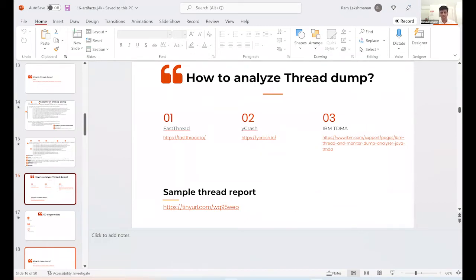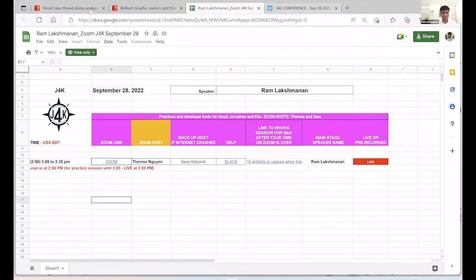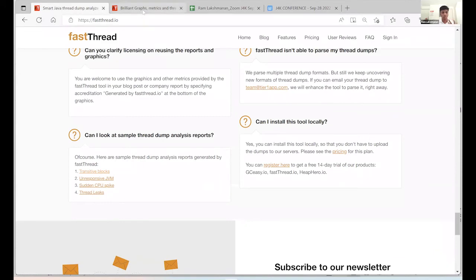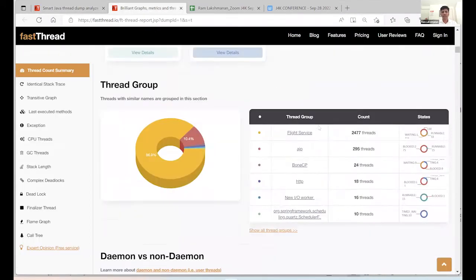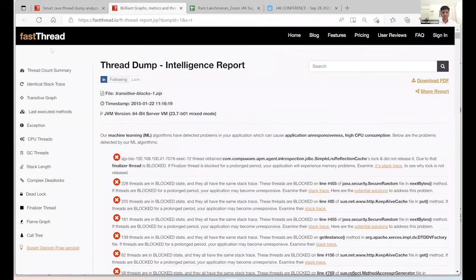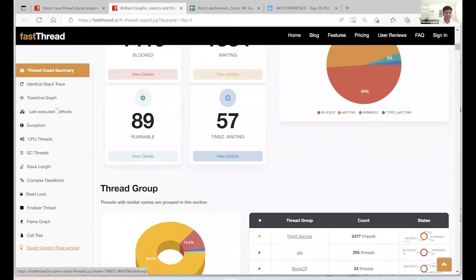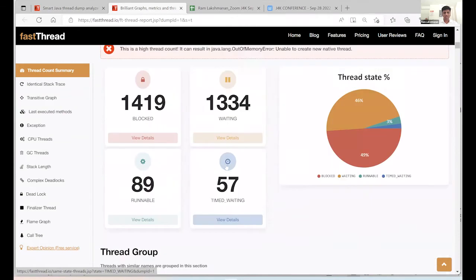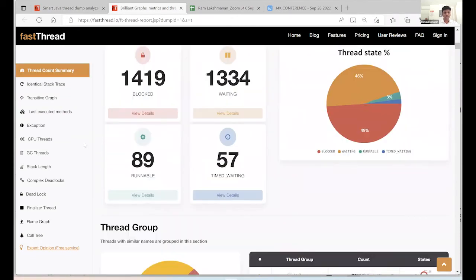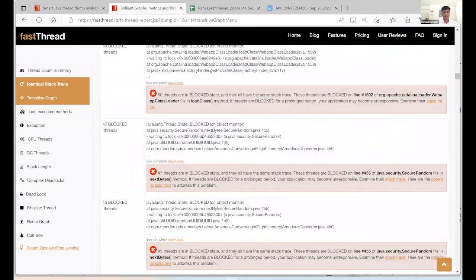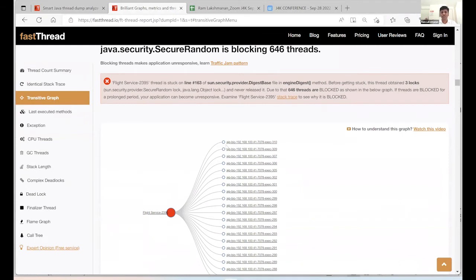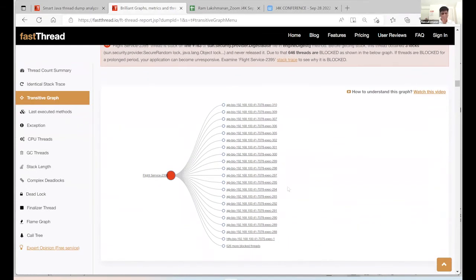Let me quickly show you one of the reports. I uploaded one thread dump into one of the thread dump analysis tools called fastThread, which you are seeing now. It has very interesting metrics, like what states the threads are in and how they look. And here is what we call a transitive graph. It is showing all the threads which are being blocked by this particular thread.